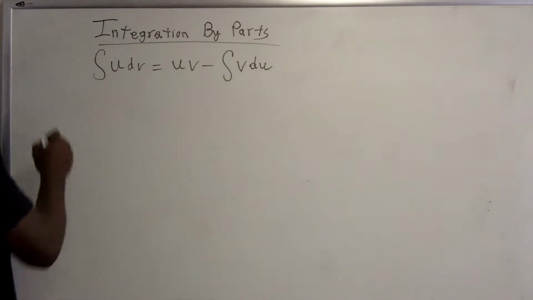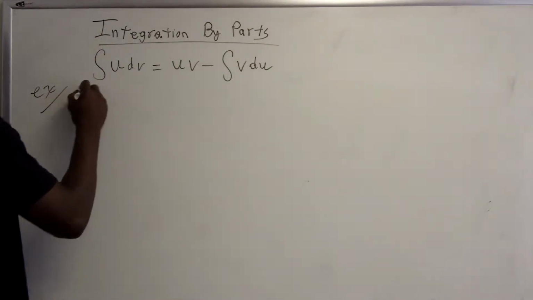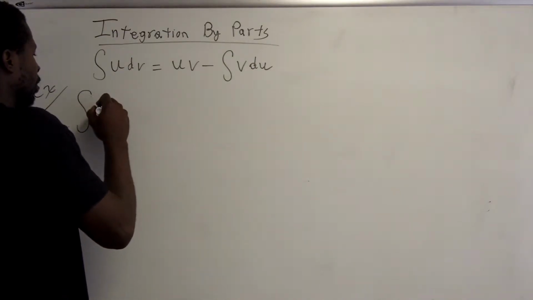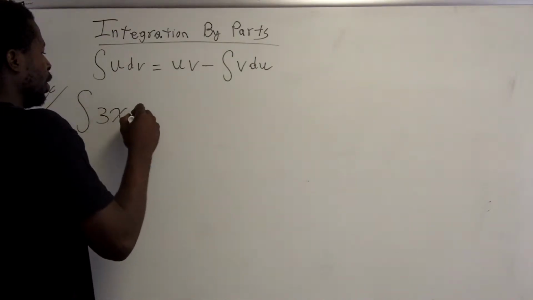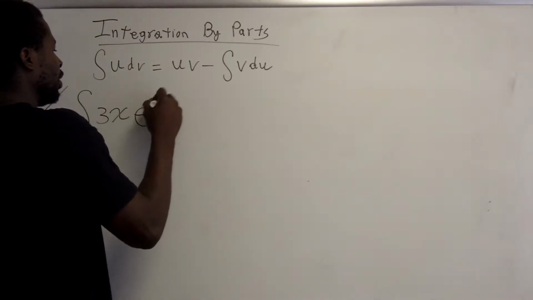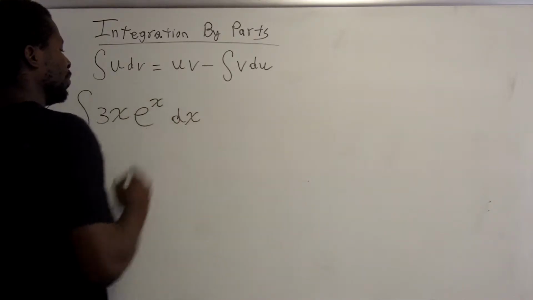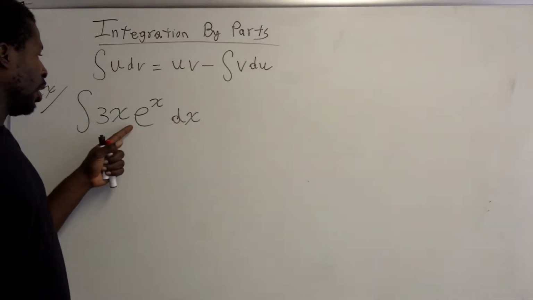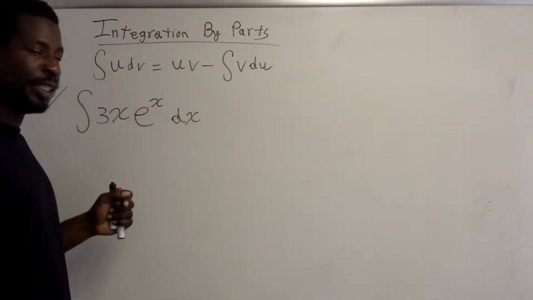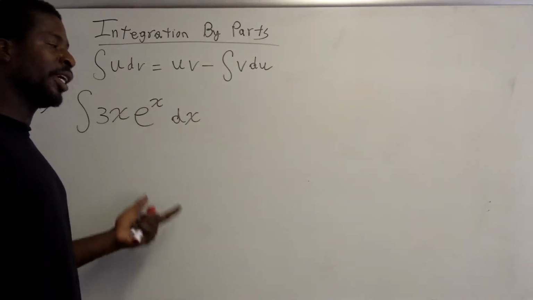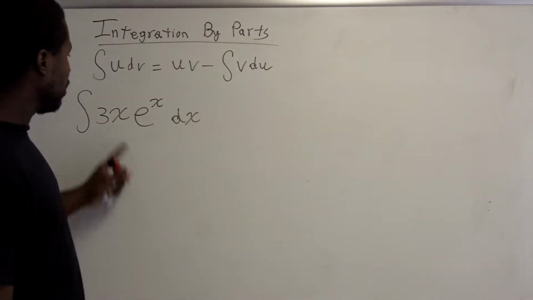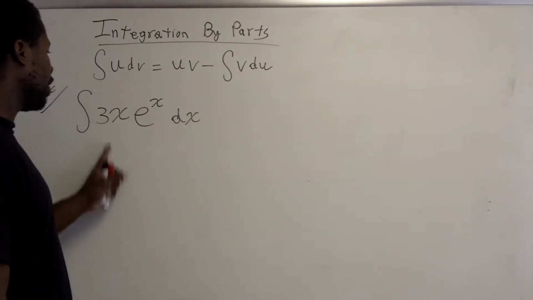Alright, so let's look at this integral here. Let's say the integral of 3x times e to the x dx. In this case, I have a function that's relatively simple to integrate in e to the x. Integrating and taking the derivative of that is relatively easy. And I also have a function here that's algebraic.